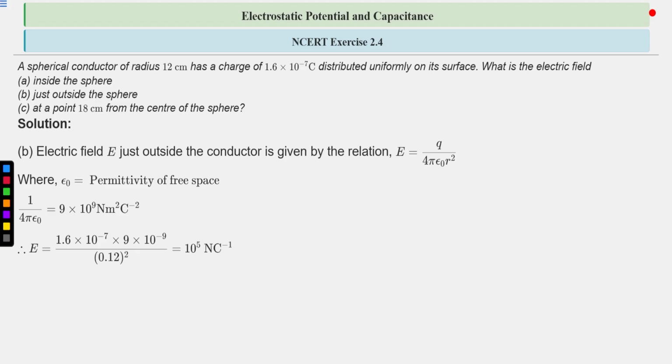E equal to 1.6 into 10 to the power minus 7 into 9 into 10 to the power 9 upon 0.12 raised to power 2. So after putting all the values, we will get 10 to the power 5 Newton per Coulomb. So the electric field just outside the sphere, or we can say on the surface of the sphere, is 10 to the power 5 Newton per Coulomb. Therefore the electric field just outside the sphere is 10 to the power 5 Newton per Coulomb.